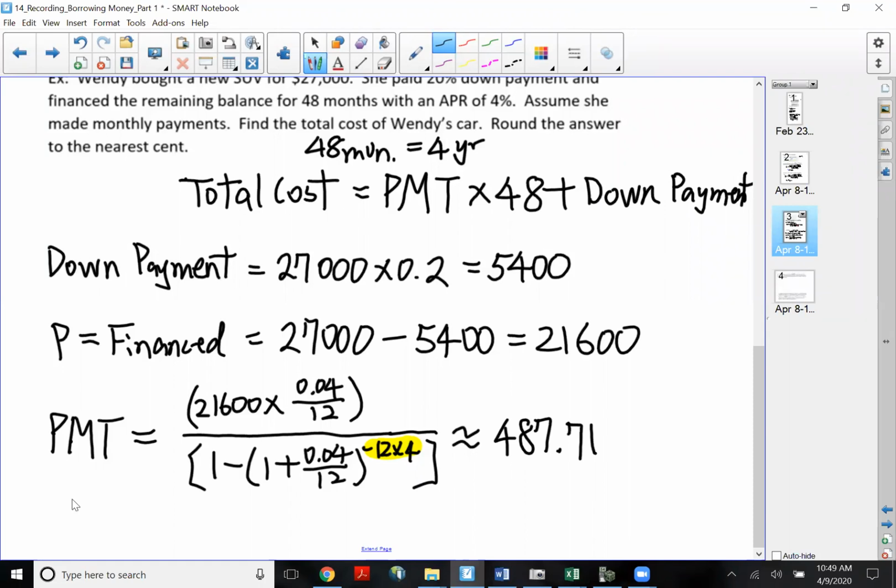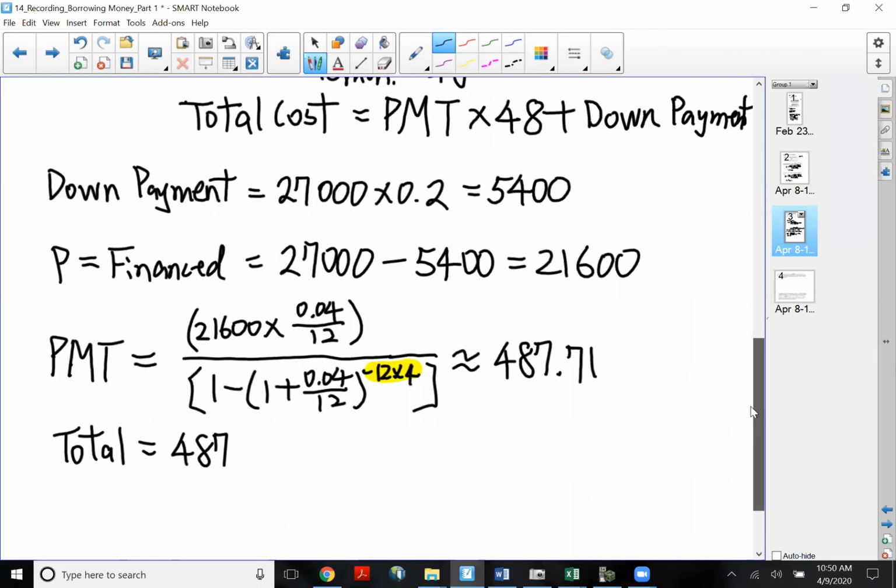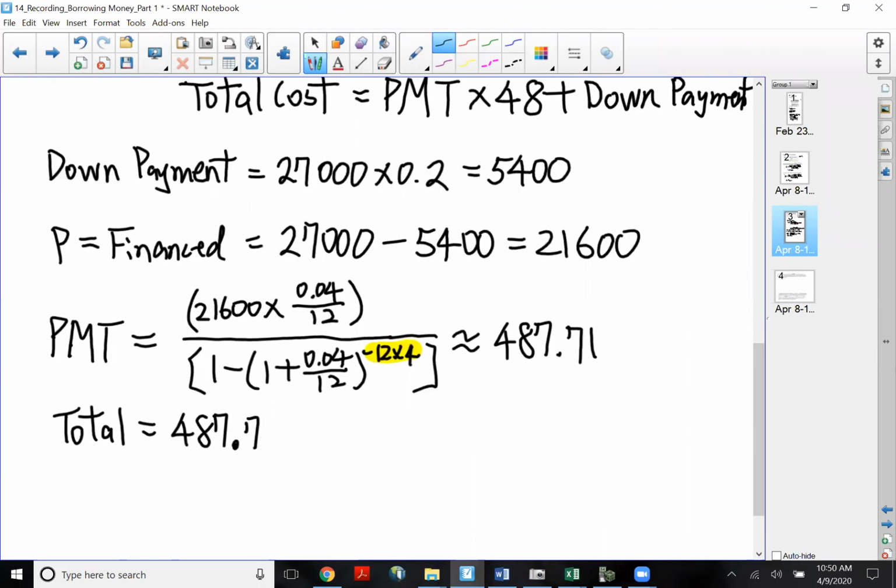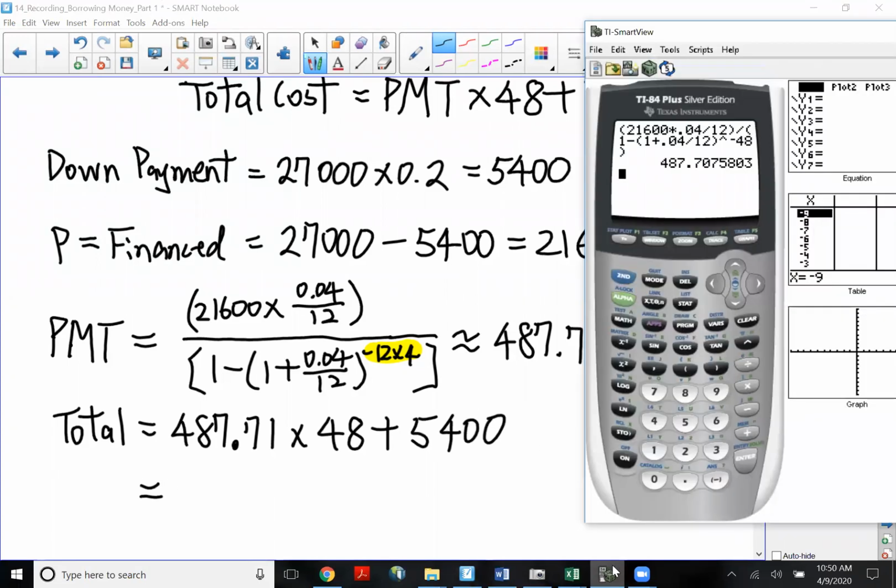So the total cost will be her monthly payment, $487.71 times 48, since she made this monthly payment 48 times, plus the down payment, which originally was $5,400. So this SUV actually cost her 487.71 times 48 plus 5,400, which is $28,810.08.